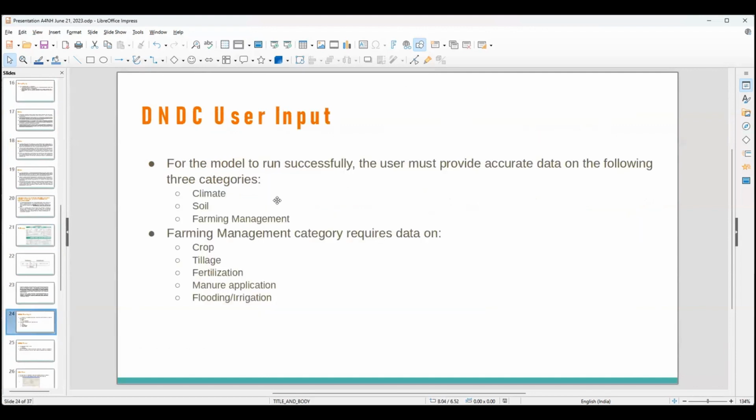Now, DNDC in the user mode. For the model to run successfully, the user must provide accurate data on three categories: climate, soil, and farming management. The farming management category will require you to input information on the crop, the tillage pattern, fertilization, manure application, and flooding or irrigation.